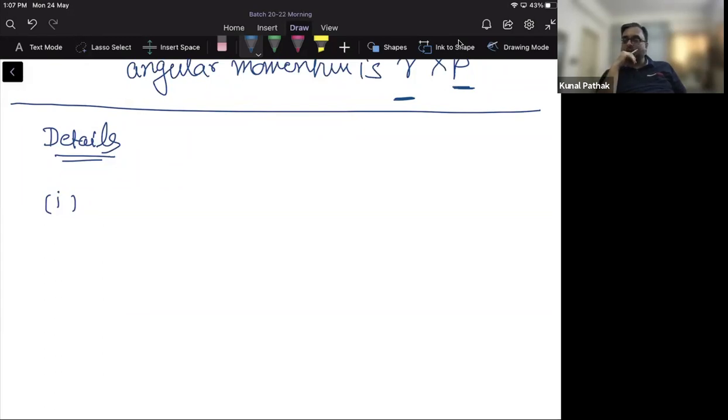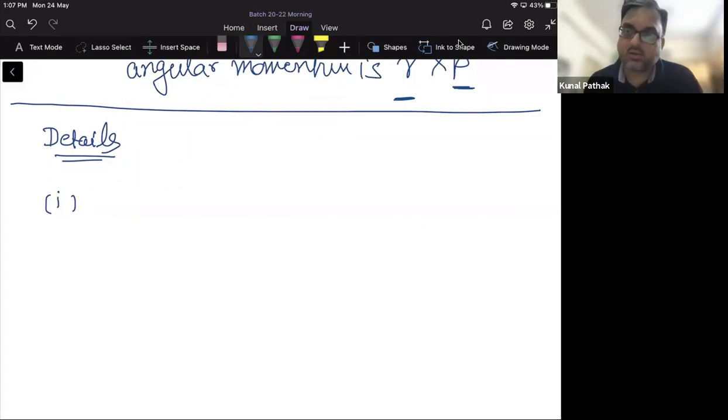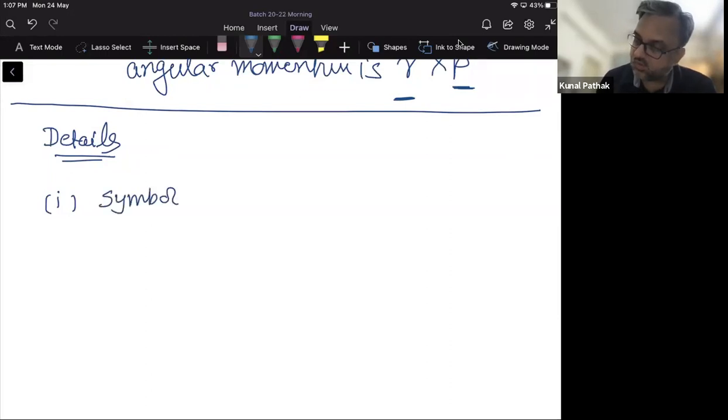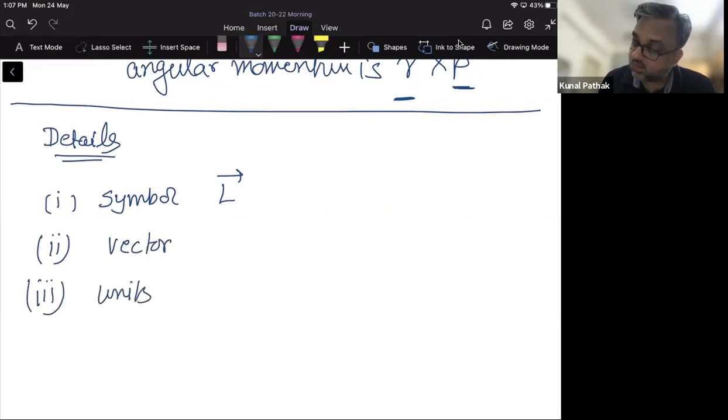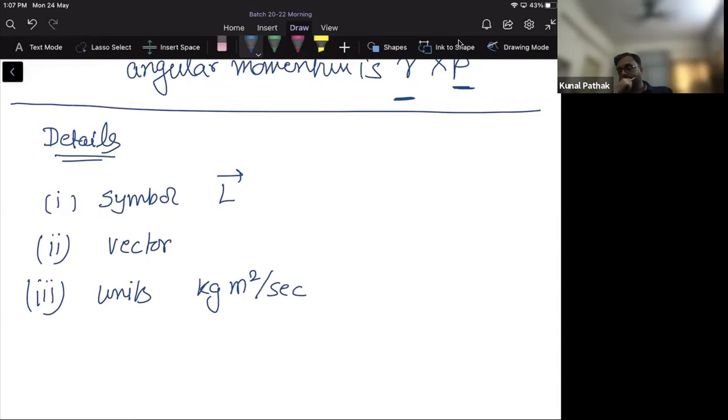Okay. Okay, so what are the details about it? The details are actually quite, I think we already know most of these. So this symbol for this will be L. It will be a vector quantity and it will have units of kilogram meter square. This will be the units.